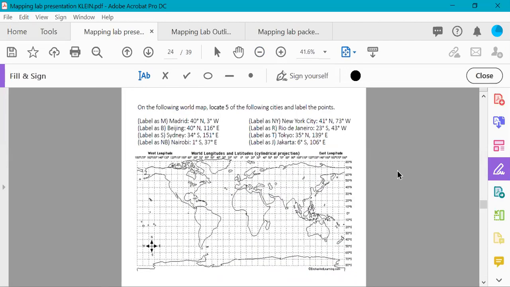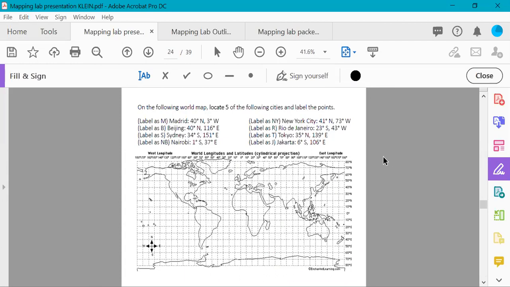And then latitude and longitude practice. This is also in the mapping lab packet, this question, where you're going to label 5 of the following cities. You don't have to do all of them, I mean, unless you want to, but you're gonna pick 5 of these cities and label them on the map.